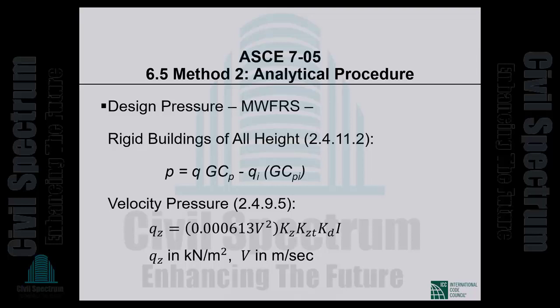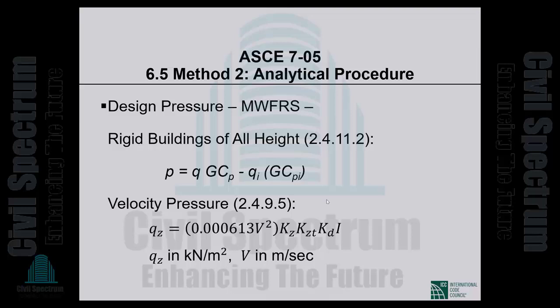Method 2, analytical procedure. Again, I'll stay with the main wind force resisting system, at least mostly. Rigid buildings of all heights. So these are not flexible buildings. Gust effect factor is G, typically 0.85. For flexible buildings, gust effect factor is denoted as G sub F. This is just a matter of notation.